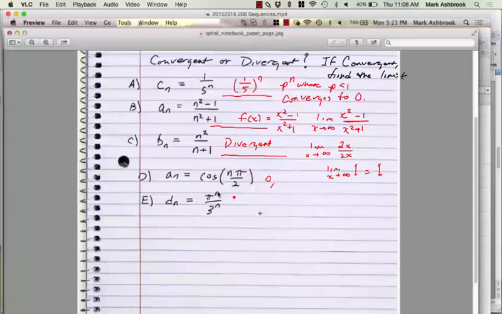Yeah. So it depends on what cosine function you have. But this particular one, you get 0, and then your next term is negative 1. Then negative 1. Then 0. Then positive 1.